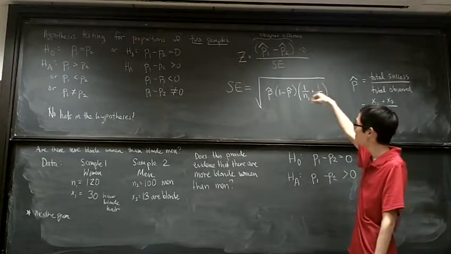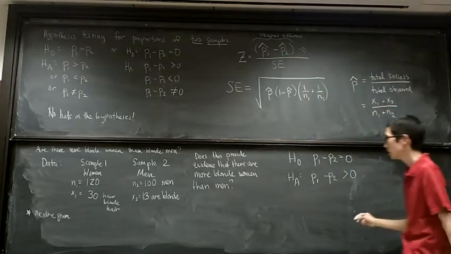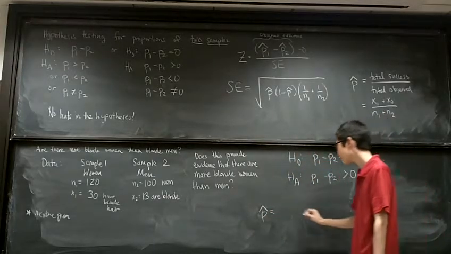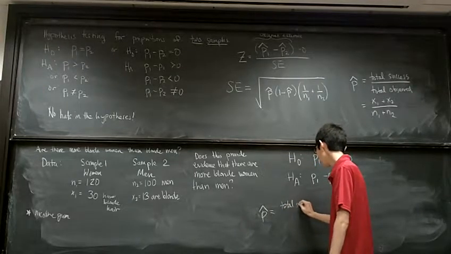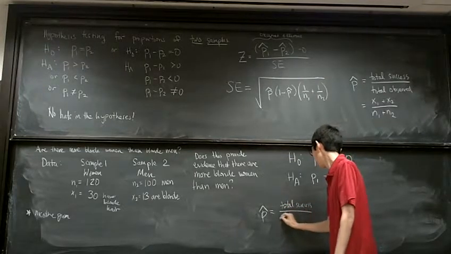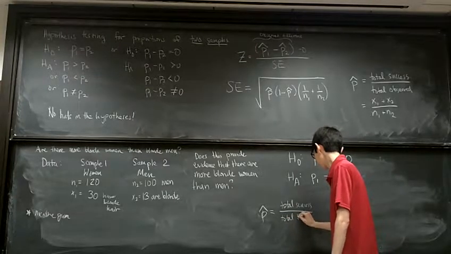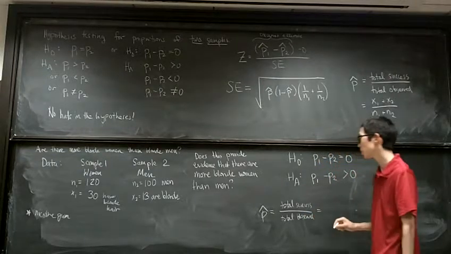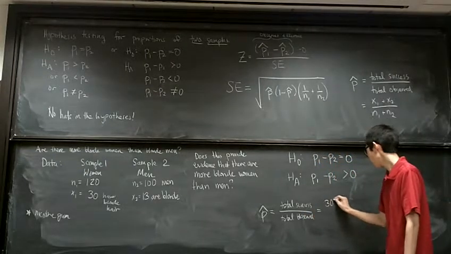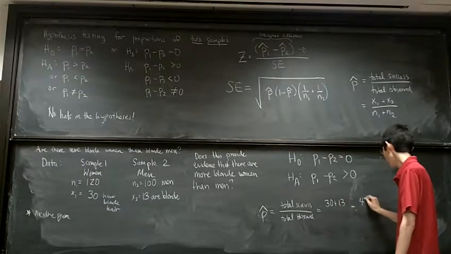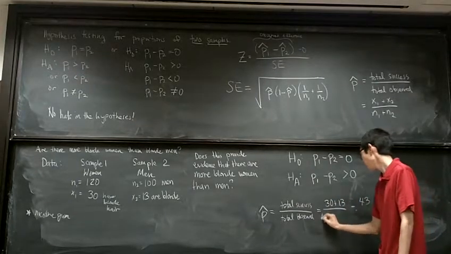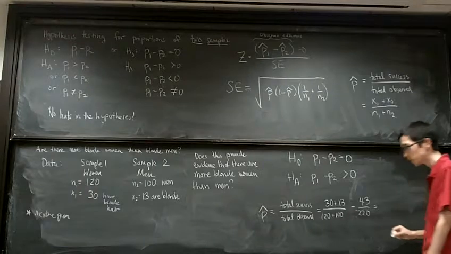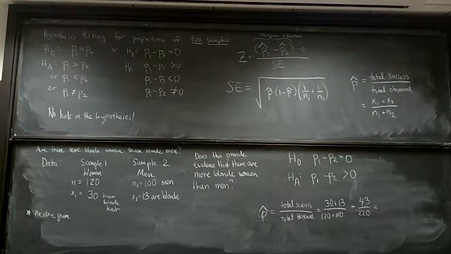So we want to figure out our z-score and our standard error. To figure out our standard error, let's figure out p hat. What is p hat? Total success over total observed. Success is an arbitrary label. How many blonde people do we have total? 30 plus 13, a total of 43. How many people total? 120 plus 100, 220.